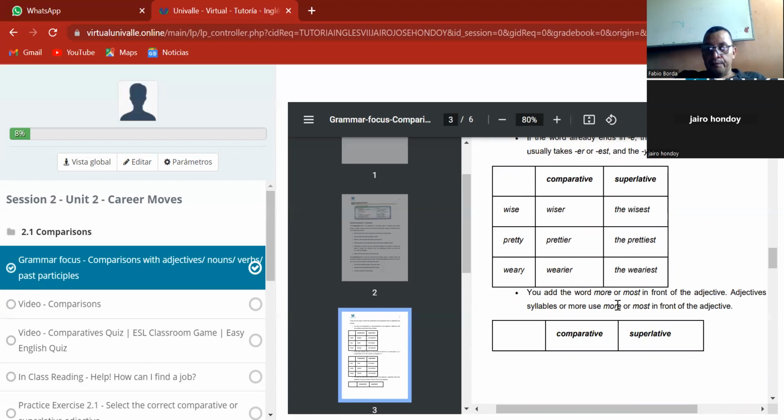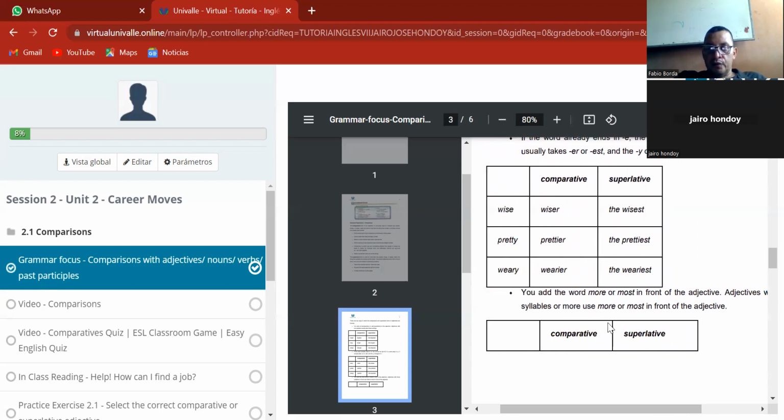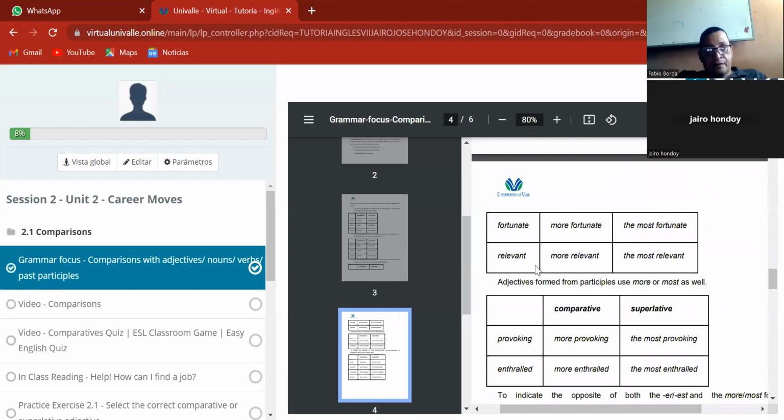You add the word more or most in front of the adjective. Adjectives with three syllables or more use more or most in front of the adjectives. Comparatives and superlatives. Fortunate, more fortunate, and the most fortunate. Can you observe the difference? In this case, Jairo, we have a word with more than two syllables.